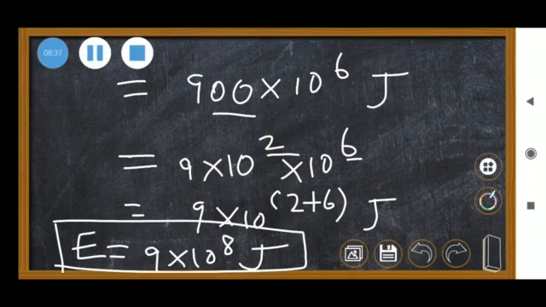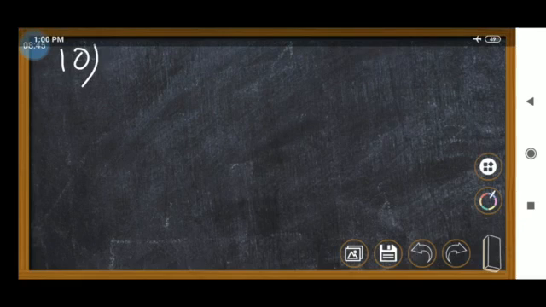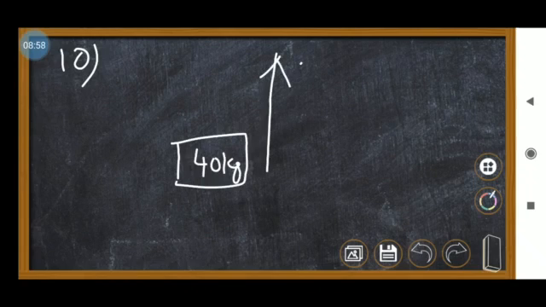Okay, the next question is question number 10. First I will rub this one. Question number 10, what is given: an object of mass 40 kg is raised to a height of 5 meter. When we raise it to a height of 5 meter above the ground, what is its potential energy? And if the object is allowed to fall, find the kinetic energy when it is halfway down.